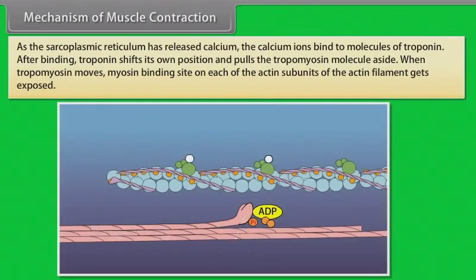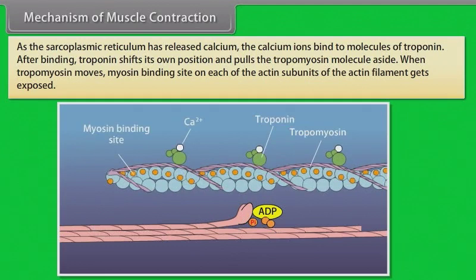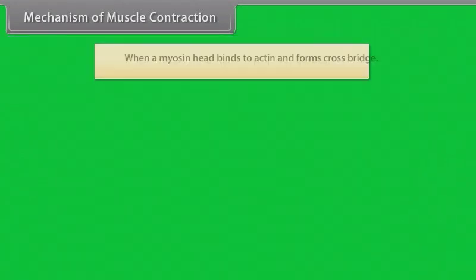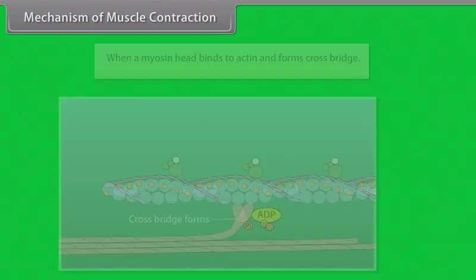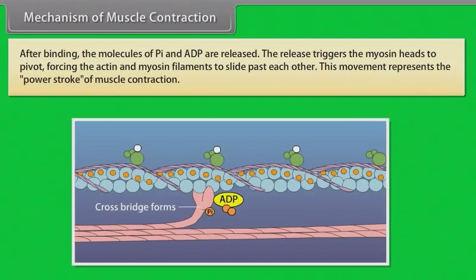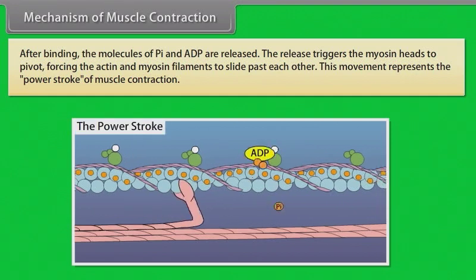As the sarcoplasmic reticulum has released calcium, the calcium ions bind to the molecules of troponin. After binding, troponin shifts its own position and pulls the tropomyosin molecule aside. When tropomyosin moves, the myosin binding site on each of the actin subunits of the actin filament gets exposed. Then a myosin head binds to actin and forms a cross bridge. After binding, the molecules of Pi and ADP are released.